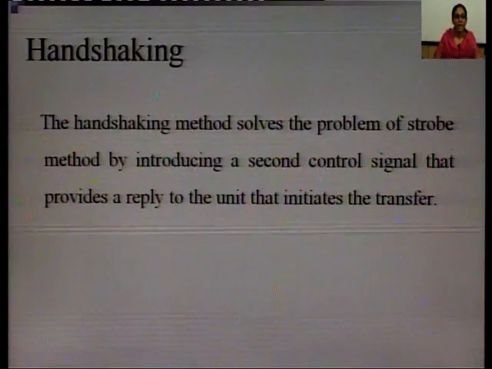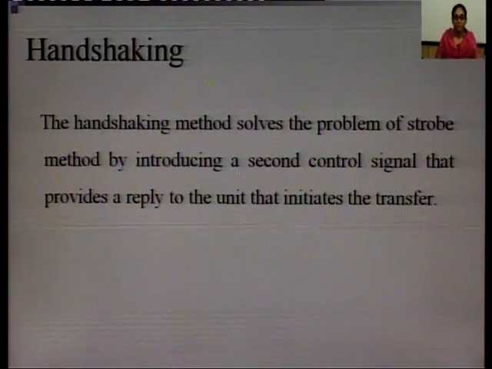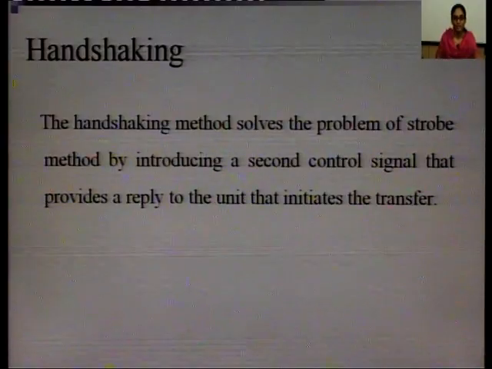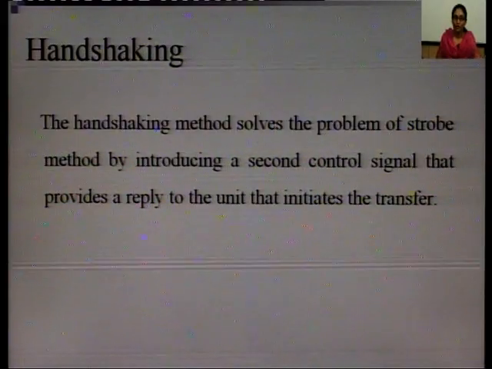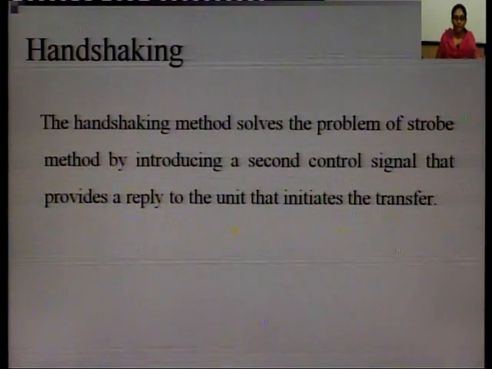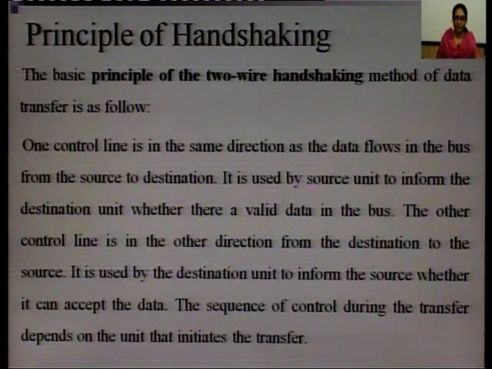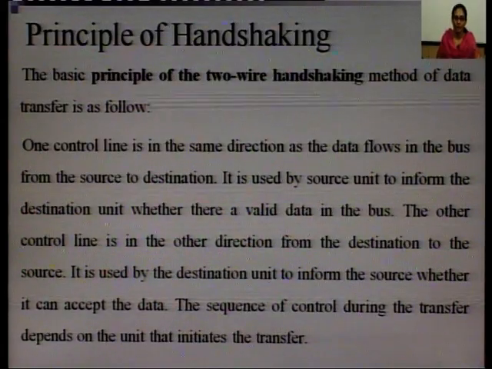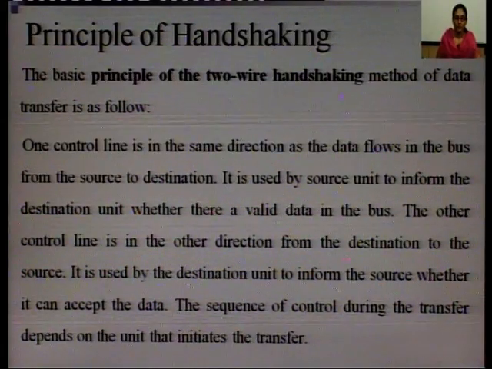The next method is handshaking. The handshaking method solves the problem of the strobe by introducing a second control signal that provides a reply to the unit that initiates the transfer. Suppose we consider data initiation by the source unit; then a reply is given by the destination unit. So every unit has some information that is not given in the strobe signal, and in the handshaking method such a problem does not occur.